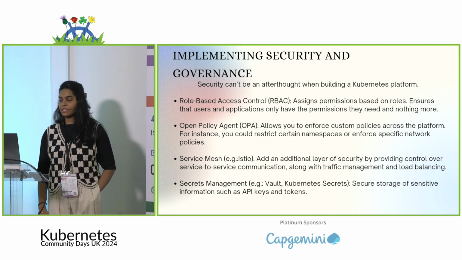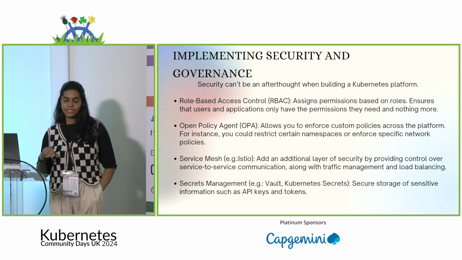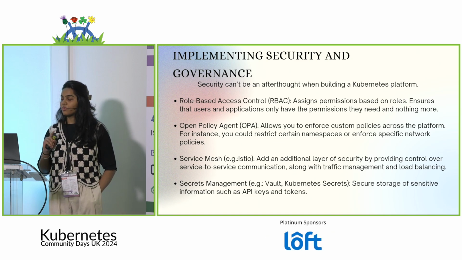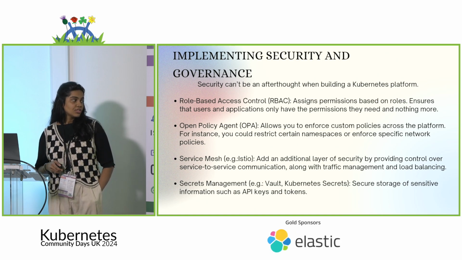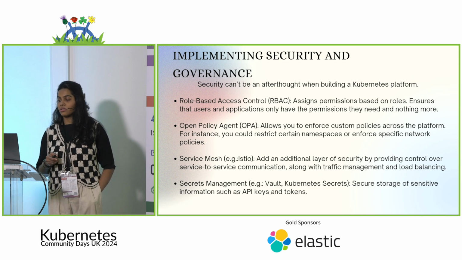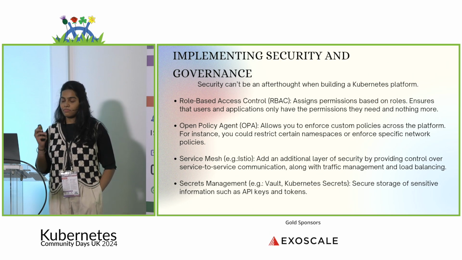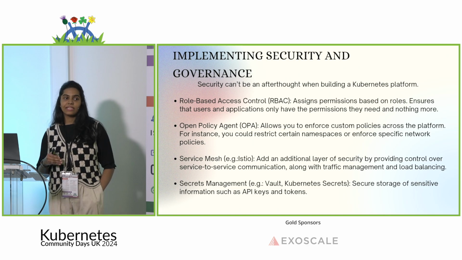Then next is service mesh. You can add an extra layer of security by providing control over service-to-service communication. And the last one is secrets management. You can use Vault or Kubernetes secrets for storing sensitive information like access keys or tokens.